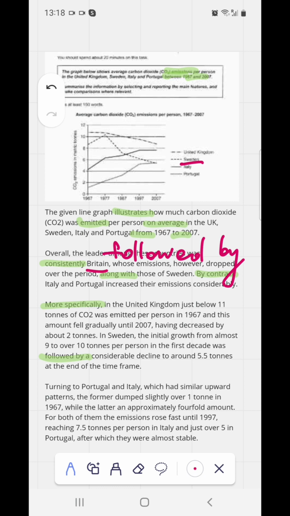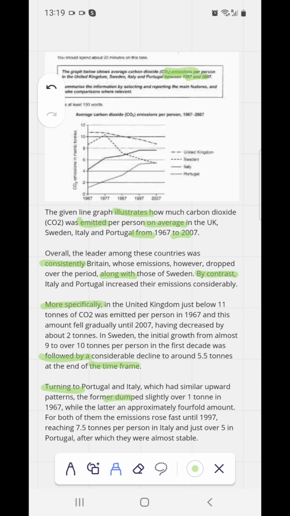Here it would be Sweden. Yeah, so followed by Sweden, for example. Okay, so let's look further. So here we have the time frame. This is a way to call this whole period. Turning to is a good one. Moving on to the next category.